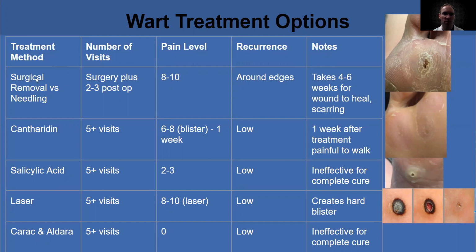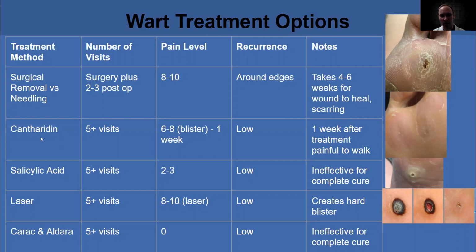Basically, the quickest option is to do removal. I don't do a lot of removal. I don't do any needling. I just put that here for completion. Do surgery plus 2 to 3 post-ops. Hurts a lot, the injection mostly, and then recurrence can happen around the edges, or if you don't go deep enough. It takes 4 to 6 weeks, but there can be a wound and there would be scarring. So not everyone chooses, especially if you have multiple warts or mosaic, multiple warts in one area.